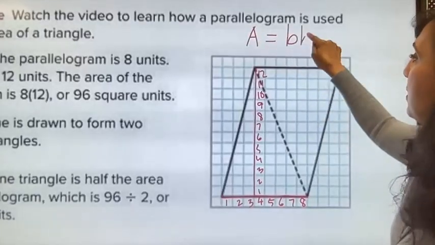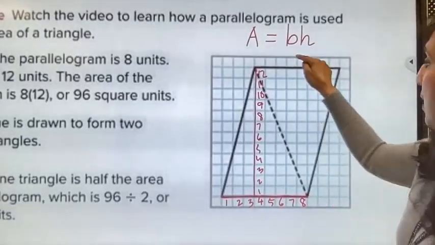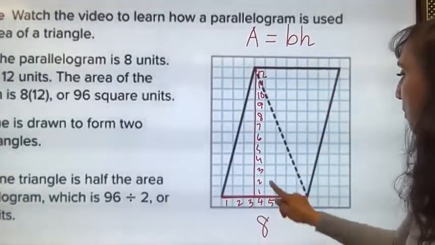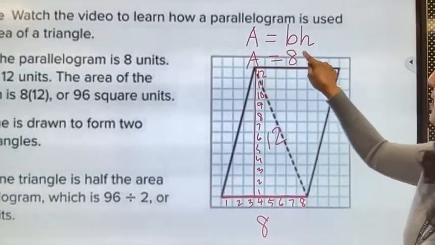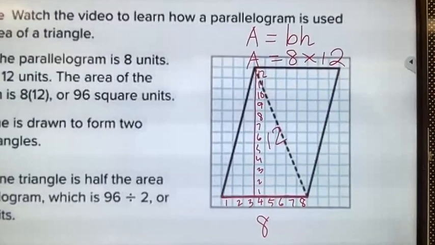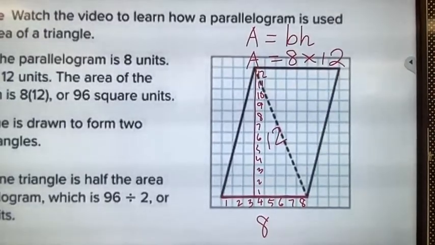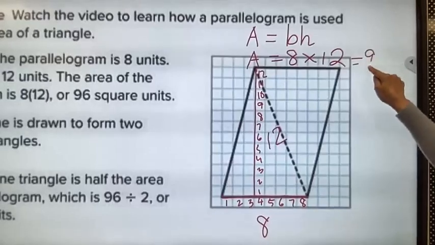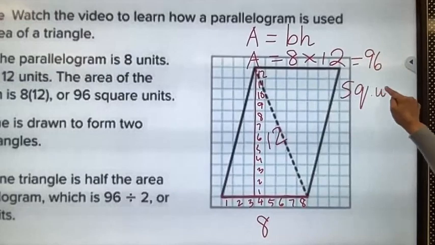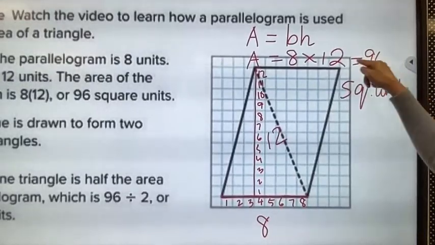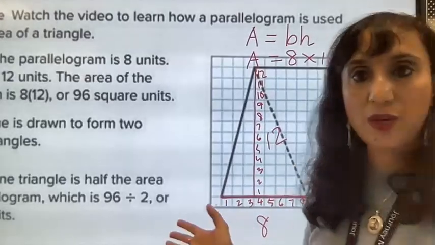So what is the area of the parallelogram? It is base times height, which is what? My base is 8, my height is 12. So my area is 8 times 12, which gives me 96 square units. Okay, 96 square units. Now, that is my parallelogram.